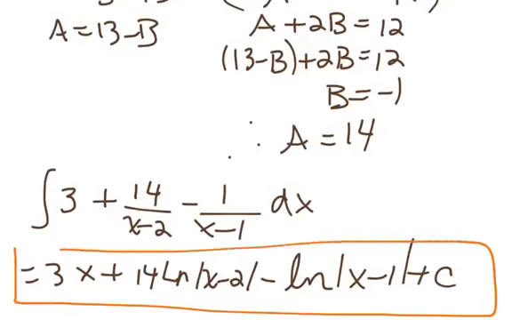So that's the technique. Basically, for improper rational functions, you have to use long division. It's going to yield two parts, a simple polynomial that we'll be able to integrate, and then a proper rational function that we'll use partial fractions on.